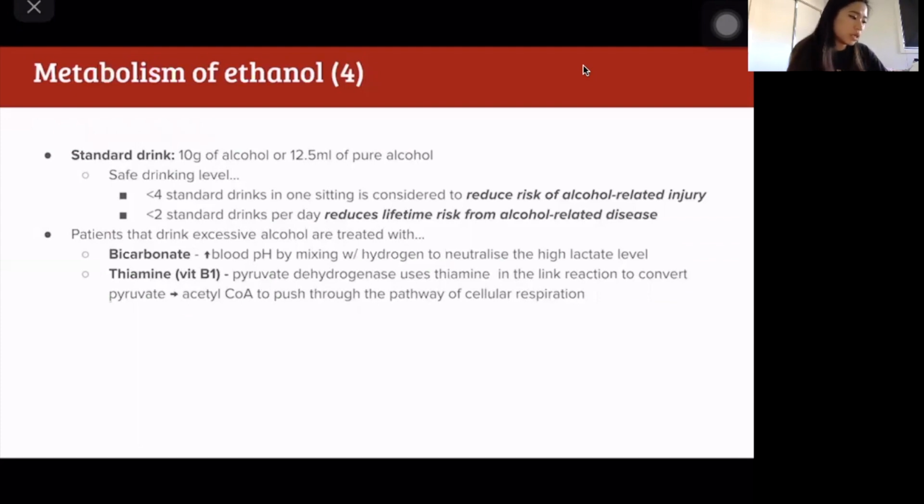So thiamine is used by pyruvate dehydrogenase in the link reaction when we convert pyruvate to acetyl-CoA. So this way we try and push it through the pathway of cellular respiration instead of pyruvate being used in fermentation to become lactic acid.